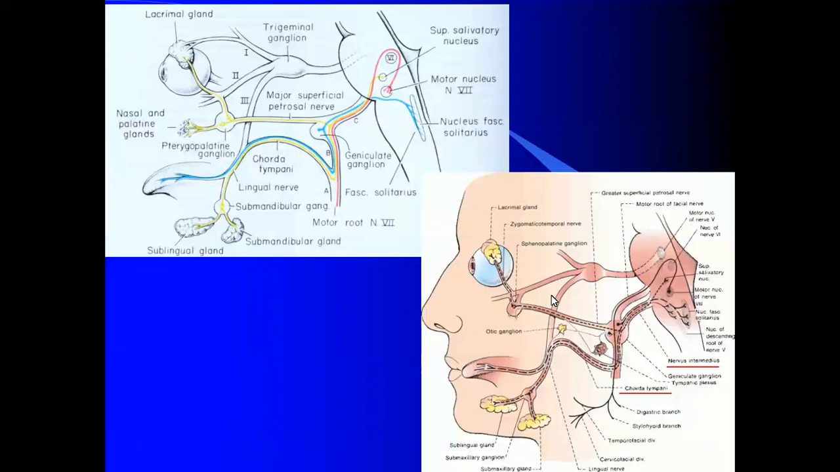I use both of these diagrams for you. I like the color coding of this one, but I frankly like that this one separates the motor root of 7 from the nervus intermedius. Otherwise, this one doesn't really deal with the nervus intermedius. And this is particularly important when you want to ask yourself, what's the relationship of nervus intermedius to the chorda tympani? And it has to do with their relationship to the geniculate ganglion, okay? And so chorda tympani is distal to that, and the nervus intermedius is proximal to that.